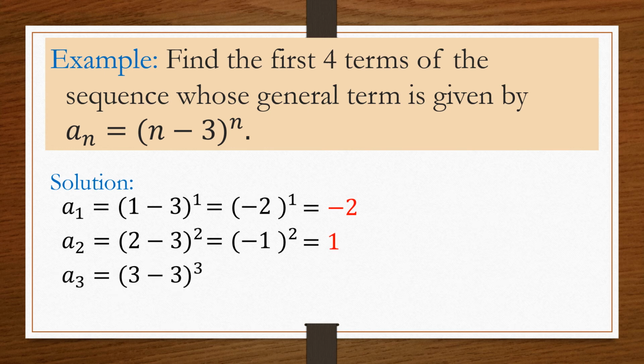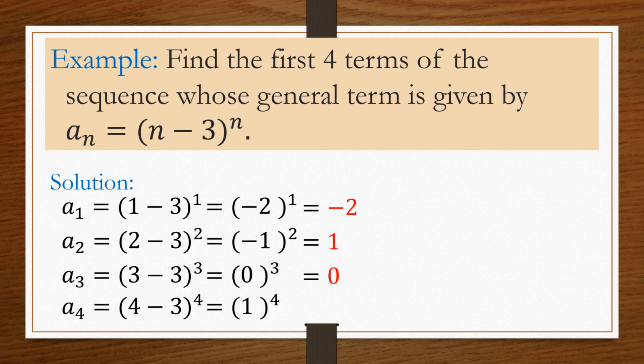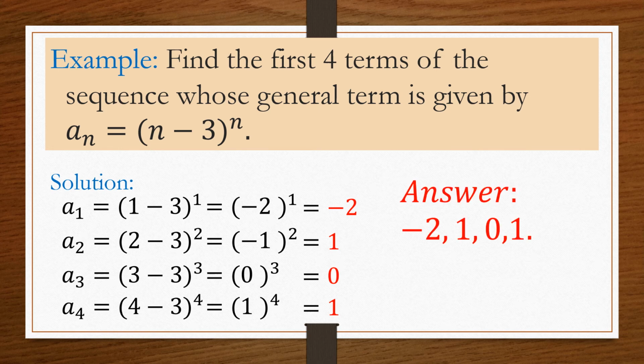For the third term, which is a sub 3, equals the quantity of 3 minus 3 raised to 3, and that is 0 raised to 3, so we have 0. And for the fourth term, we have the quantity of 4 minus 3 raised to 4, and that will give us 1 raised to 4, and that is equal to 1. So therefore, the first four terms of the sequence whose general term is given by a sub n equals the quantity of n minus 3 raised to n are negative 2, 1, 0, 1.